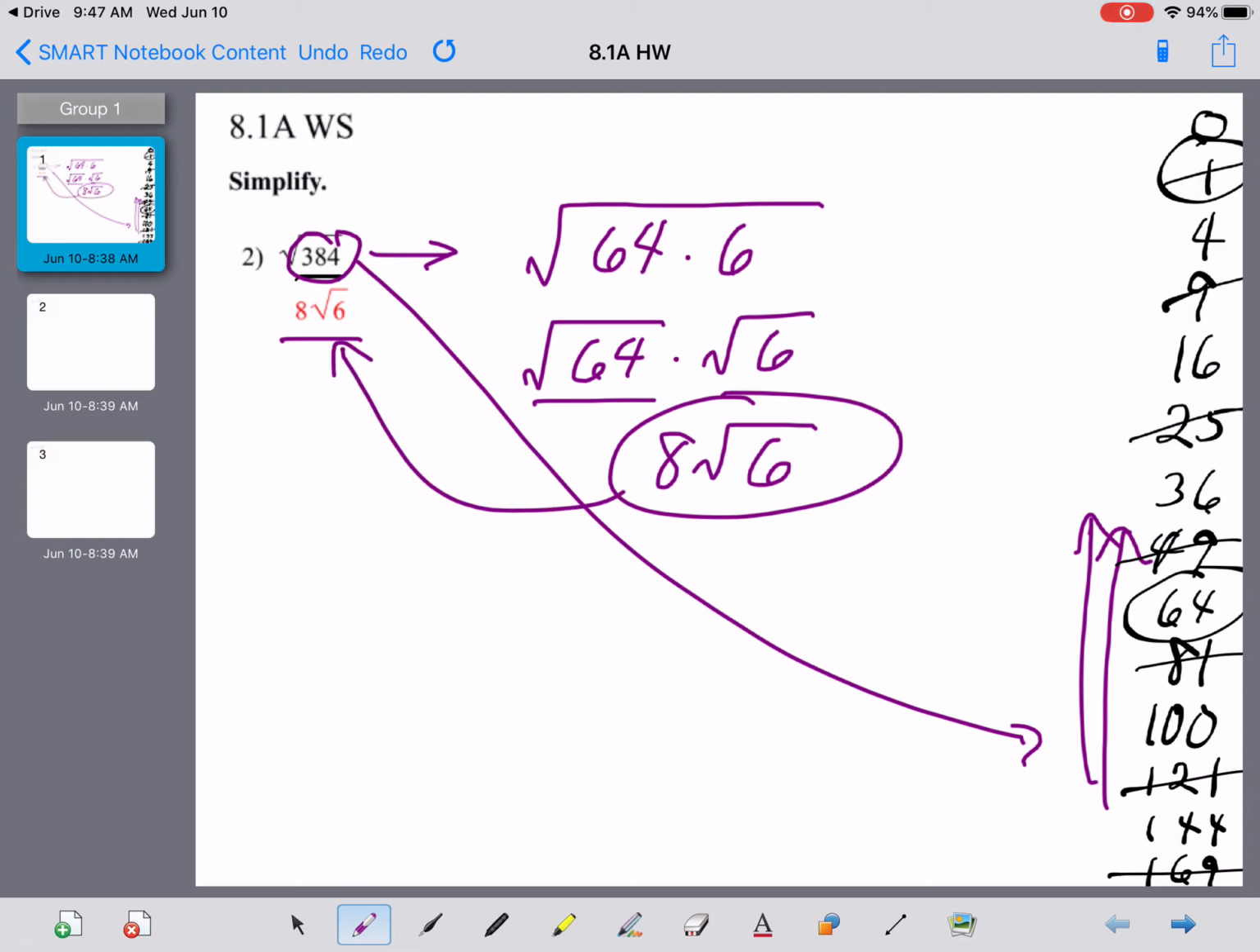Okay, so I want to make it clear there's no magic trick to look at this number and go, oh yeah, 64 is the perfect square that works.